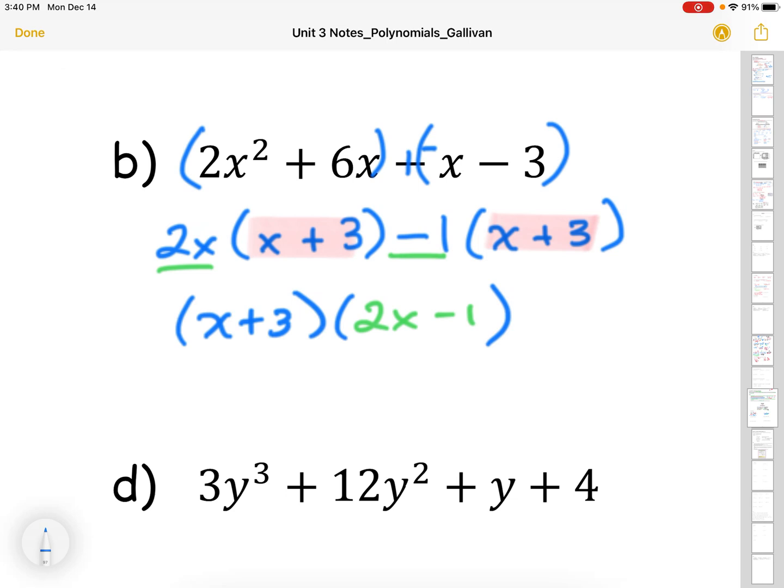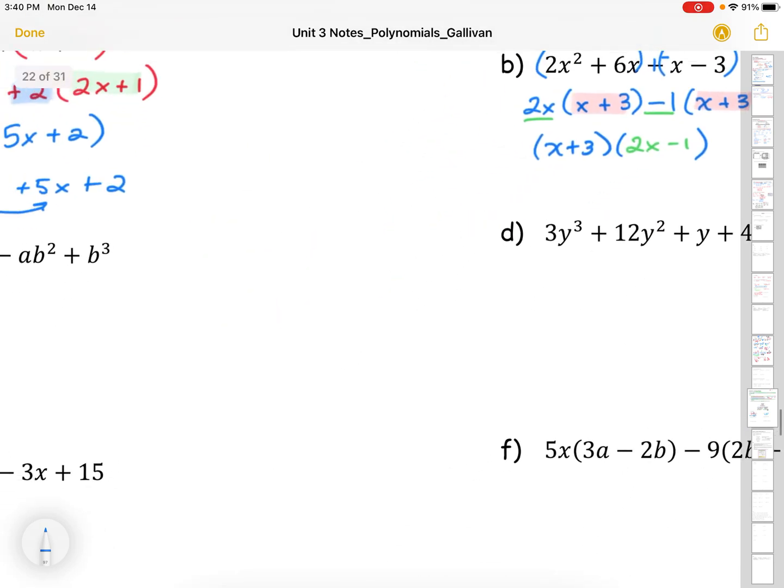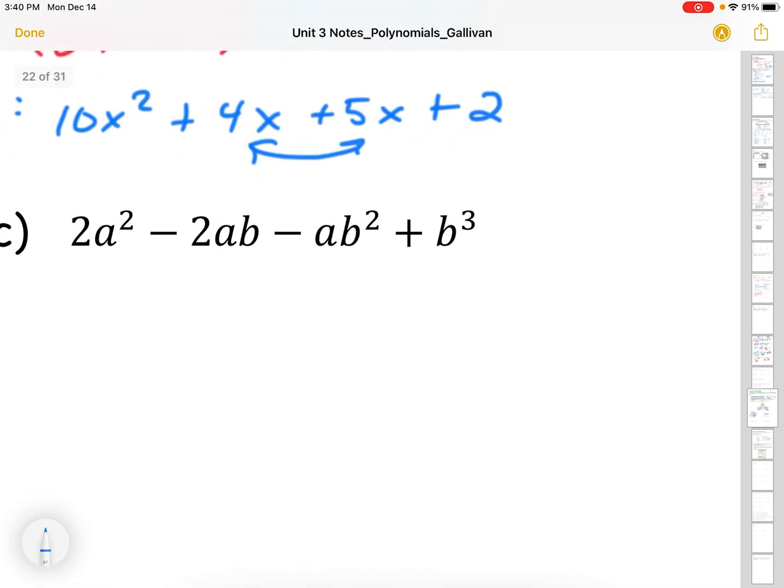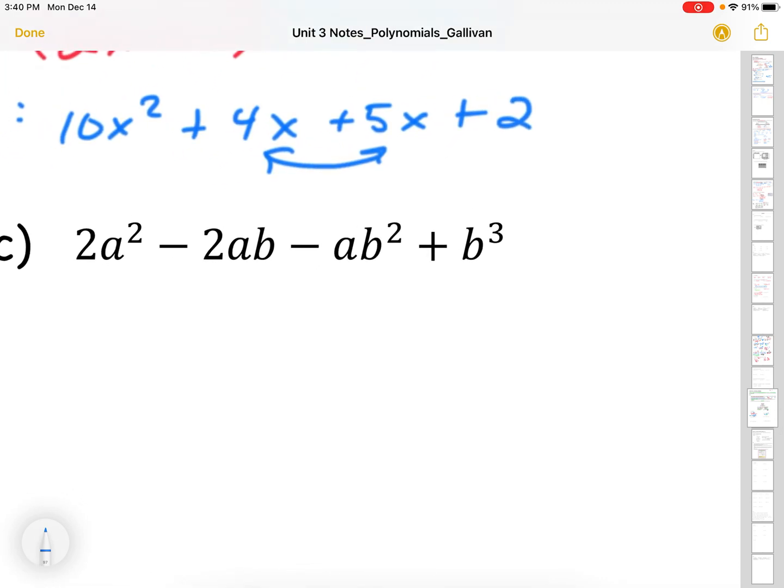Okay? And again, you can FOIL and see if you get the same answer. Okay? Let's do the next one. Well, this is a big mess, right? There's no common terms, so we'll put our brackets in. I'm going to change this to plus and negative because it makes it better for factoring.